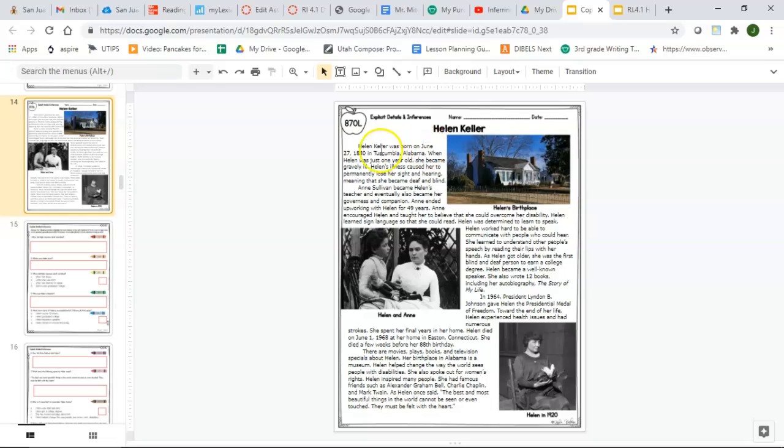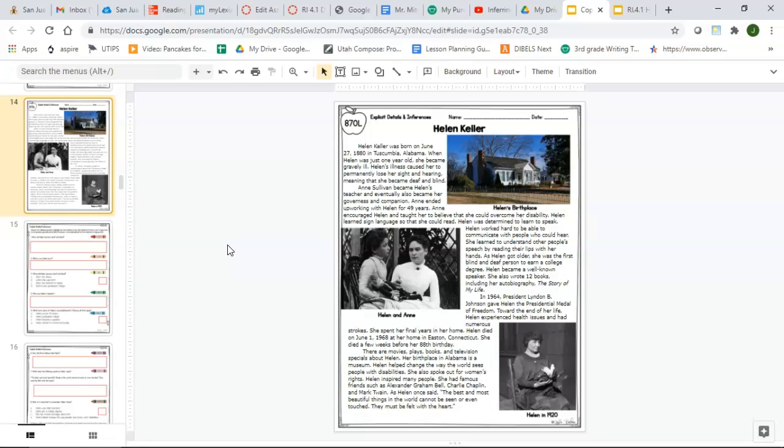So Helen Keller was born on June 27th of 1880 in Tuscumbia, Alabama. When Helen was just 1 year old, she became gravely ill. Helen's illness caused her to permanently lose her sight and hearing, meaning that she became deaf and blind. Anne Sullivan became Helen's teacher and eventually also became her governess and companion. Anne ended up working for Helen for 49 years. Anne encouraged Helen and taught her to believe that she could overcome her disability.